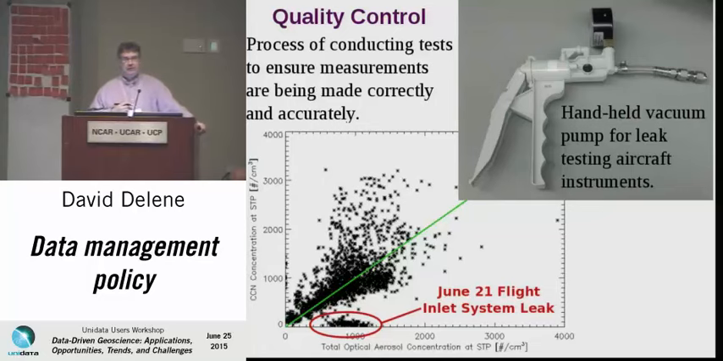So basically, this is one flight of data. This was at the beginning of the field project. If I didn't have the software and the tools there, this would have persisted throughout the whole field project. So you want to catch this after one flight as opposed to 20.